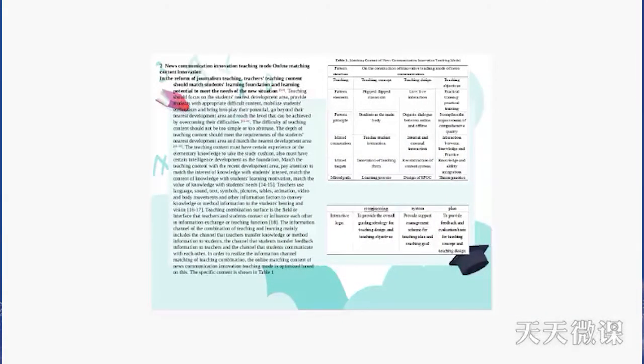To news communication innovation teaching mode online matching content innovation. In the reform of journalism teaching, teachers' teaching content should match students' learning foundation and learning potential to meet the needs of the news situation. Teaching should focus on the students' nearest development area, provide students with appropriately difficult content, mobilize students' enthusiasm and bring into play their potential, go beyond their nearest development area and reach the level that can be achieved by overcoming their difficulties. The difficulty of teaching content should not be too simple or too abstruse.